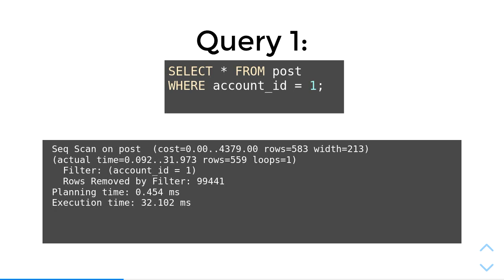Now that doesn't mean anything on a scale we know, but it's a useful number. While it's doing this scan, it's going to filter for where account ID equals 1, which is what we asked it to do. And note that it's going to remove almost every single one of those 100,000 records. So it's kind of a waste of time for a lot of that. And it takes 32 milliseconds to do this work.